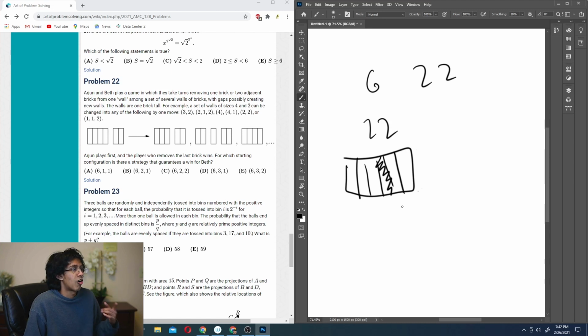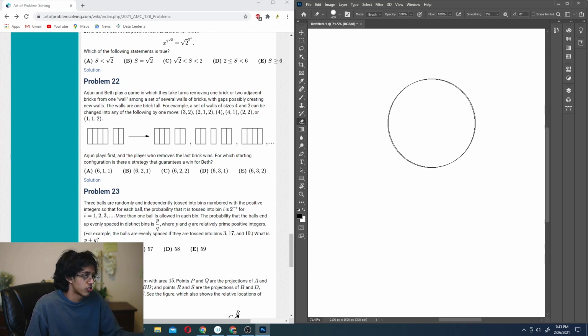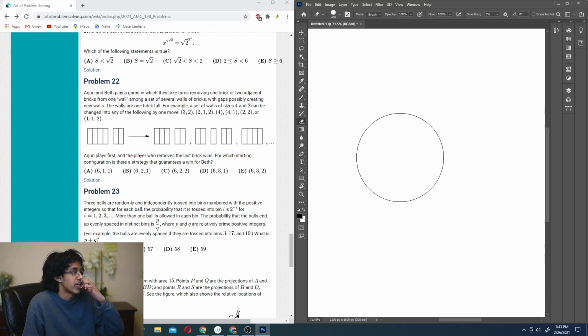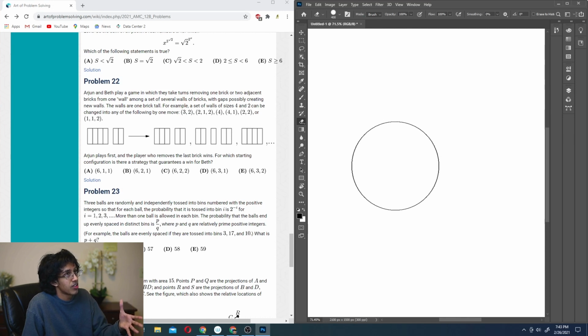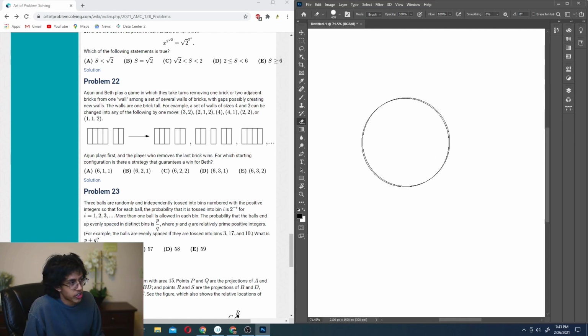So the only one that Arjun doesn't have a guaranteed way of winning is by doing 6-1. If you try out 6-1 and try all the possibilities, then it's guaranteed that Beth will have a way of making it symmetric eventually.